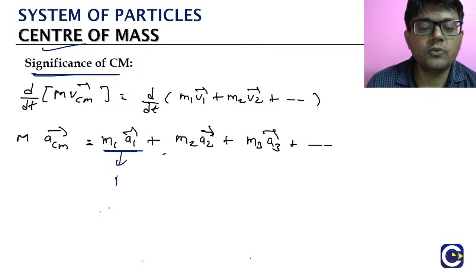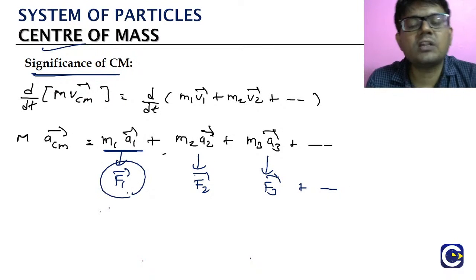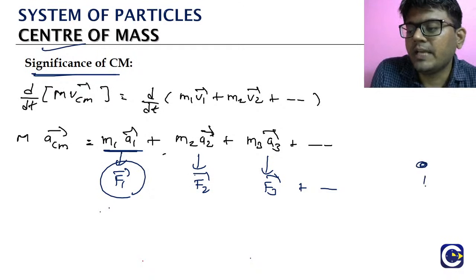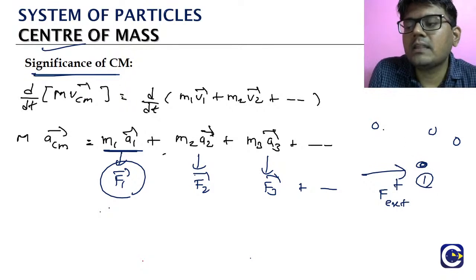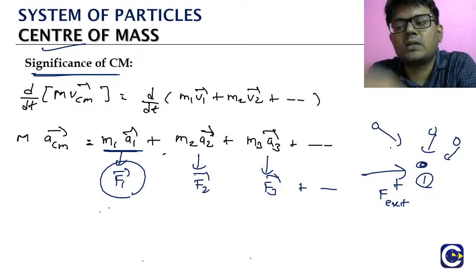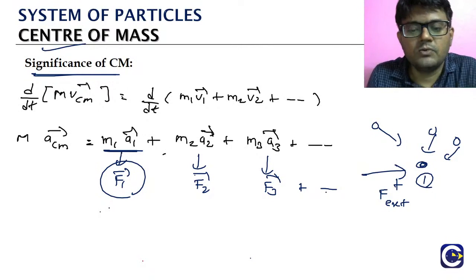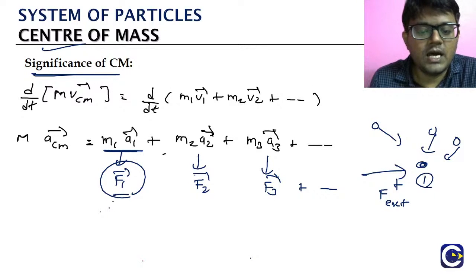This is the force acting on particle 1, this is the force acting on particle 2, and this is the force acting on particle 3. Now, when we say force acting on particle 1, you take particle 1. On particle 1 there will be some external forces. There will be some internal forces also. Internal forces come from either particle 2 or particle 3. These are the internal forces. Okay? So the force acting on particle 1 has two parts.